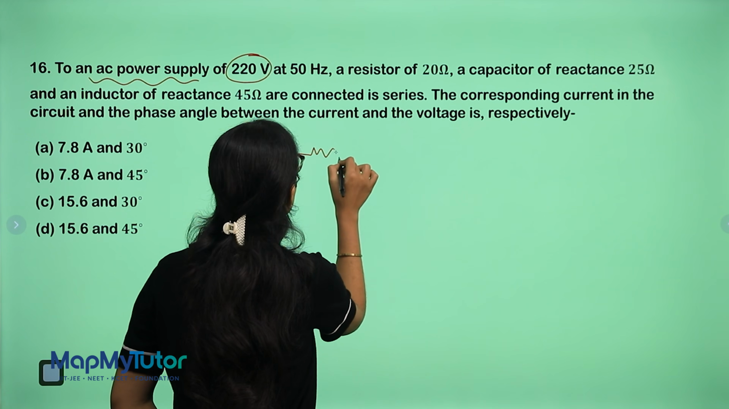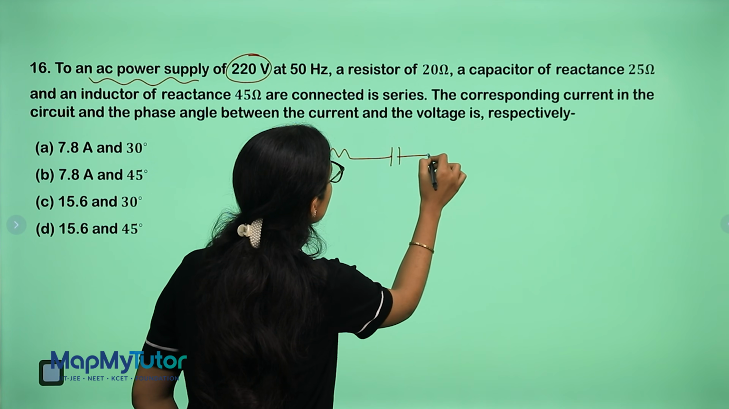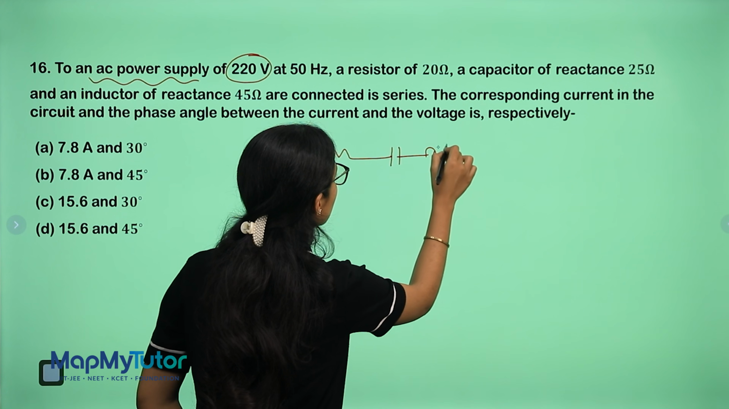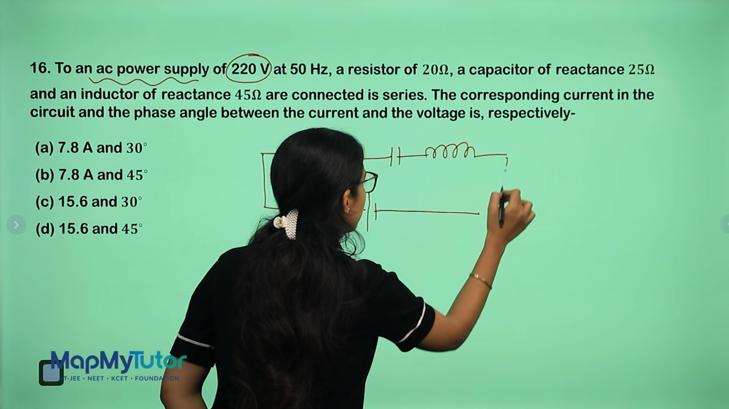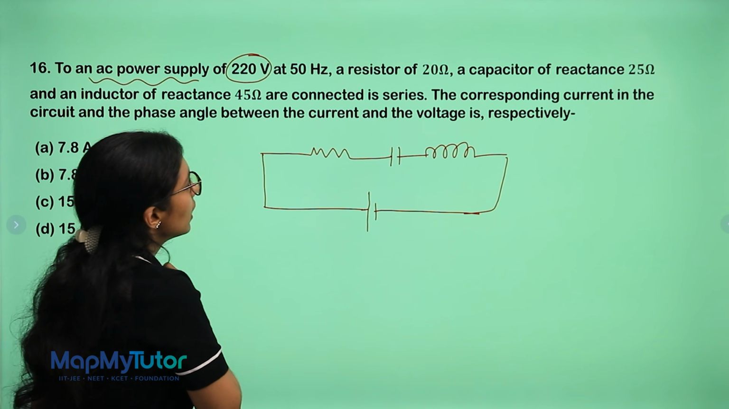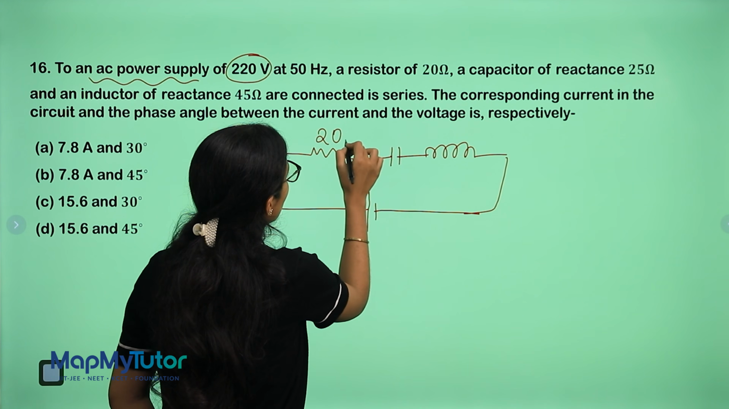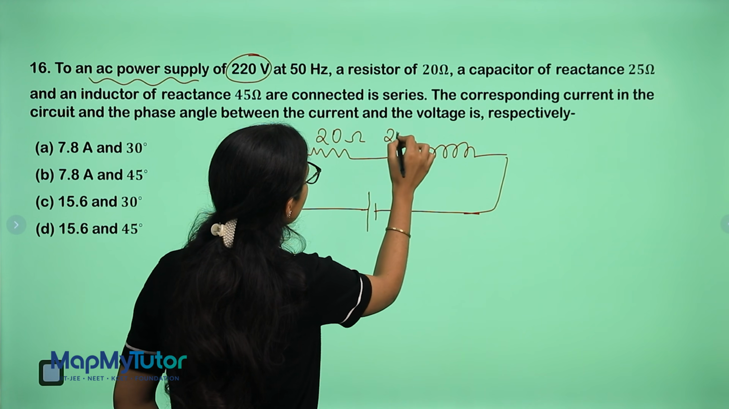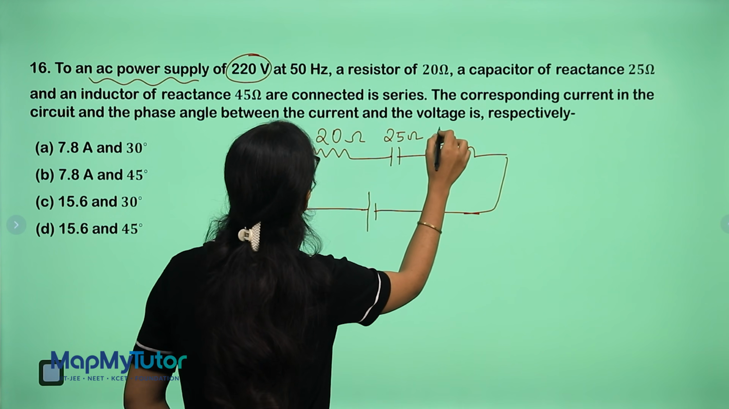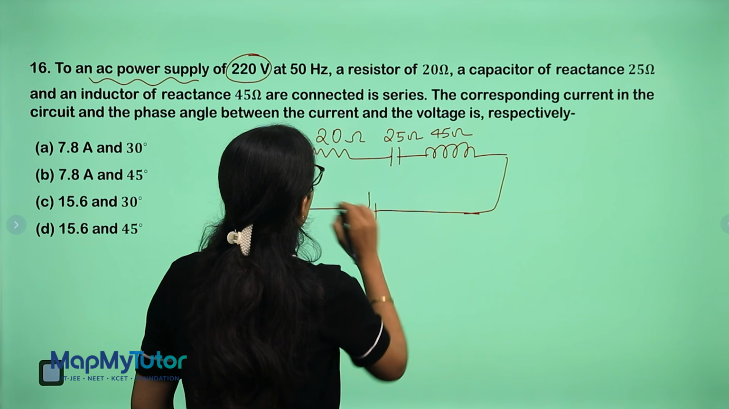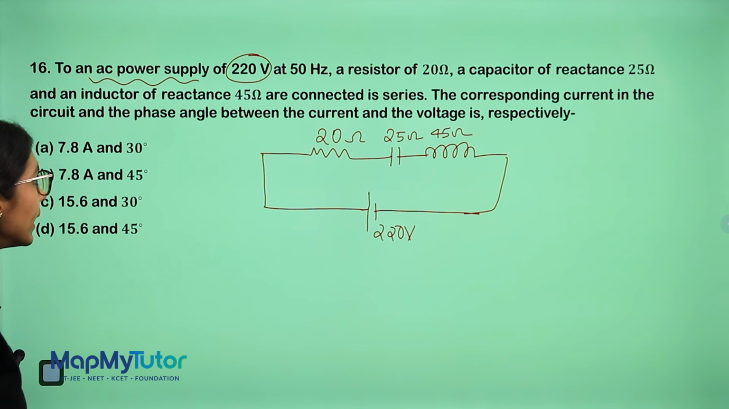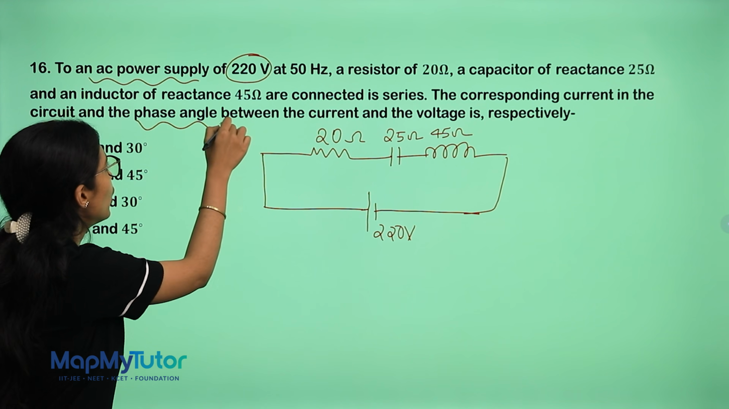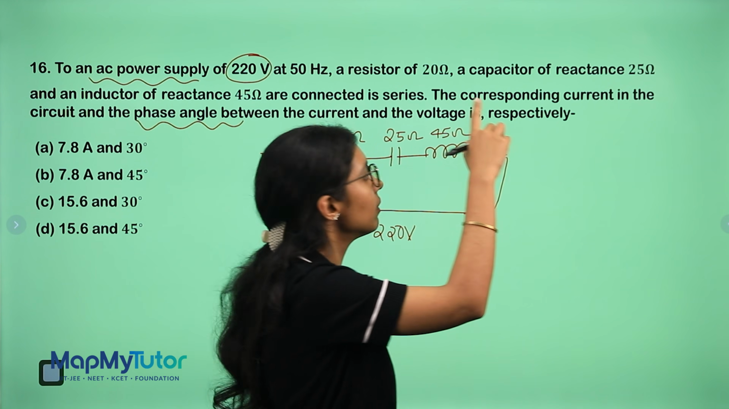I have a resistor, a capacitor, an inductor as well, and then I have my battery. The resistor is 20 ohm, the capacitive reactance is 25 and my inductive reactance is 45 ohms. With 220 V, you need to find out the current and the phase angle. So first we will find the phase angle and then the current.